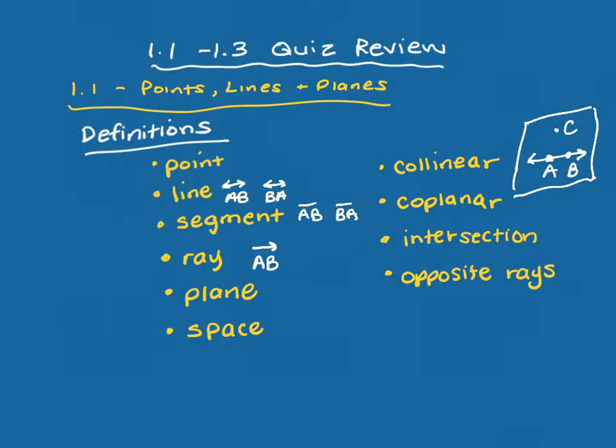And then opposite rays are two rays that share the same endpoint but point in opposite directions. So something like ray CA and ray AB would be opposite rays. They form a straight line.